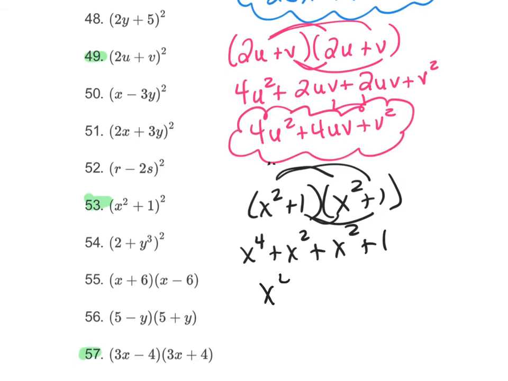So I have x to the 4th. Combine the stuff in the middle. I have 2 x squareds. And then I add 1.